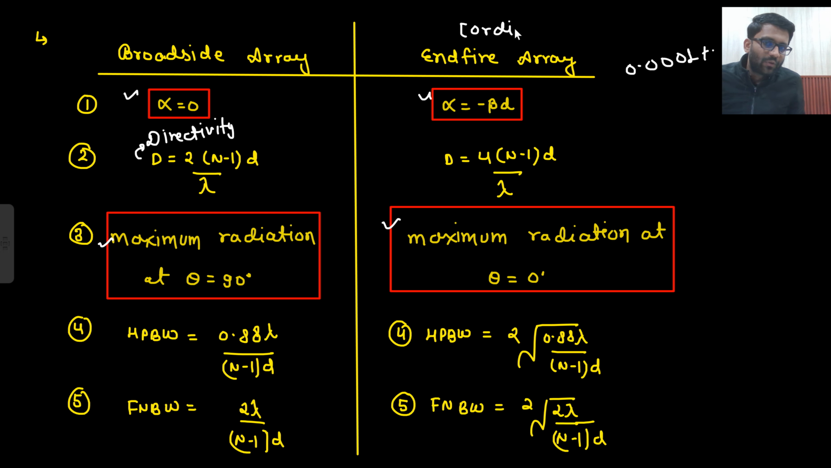I'm not going to teach in depth all these things. It is known as the ordinary end fire array. So the directivity of the ordinary end fire array is double that of the broadside array.